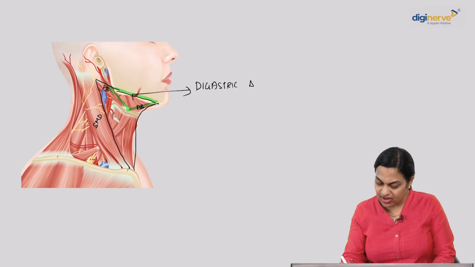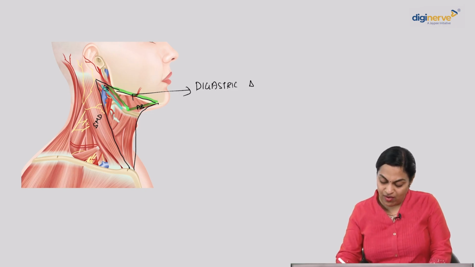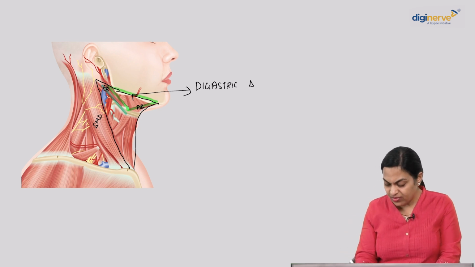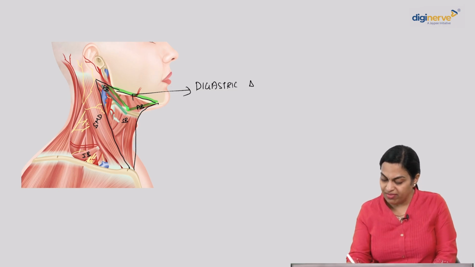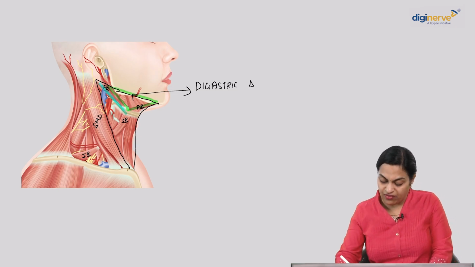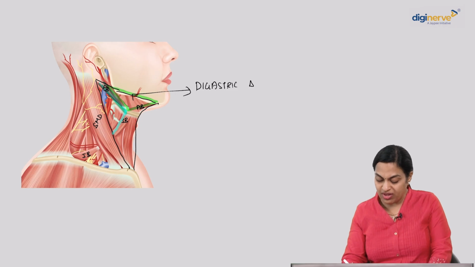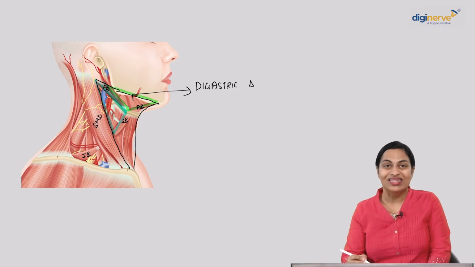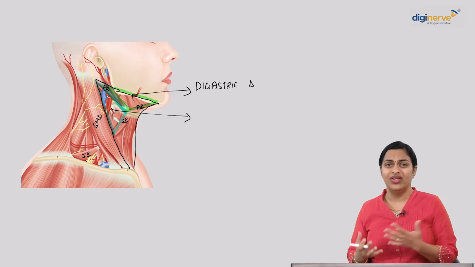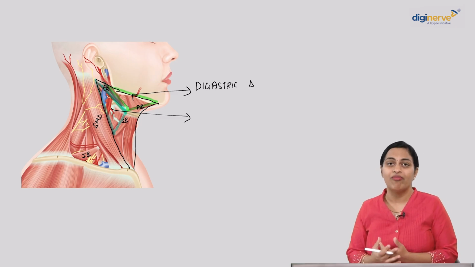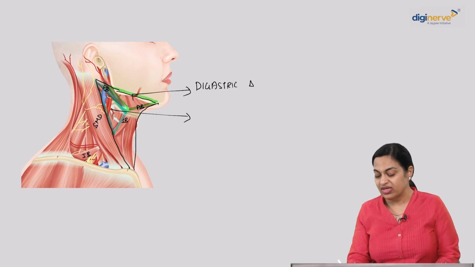Okay? And then this triangle, between the posterior belly of the digastric and this muscle, can you tell me, is the superior belly of omohyoid. This is the inferior belly. So it is bounded by the posterior belly of the digastric, the superior belly of omohyoid, and the anterior border of sternocleidomastoid, where we have the carotid artery, internal jugular vein, vagus nerve, and a lot more important structures. Yes, carotid triangle.